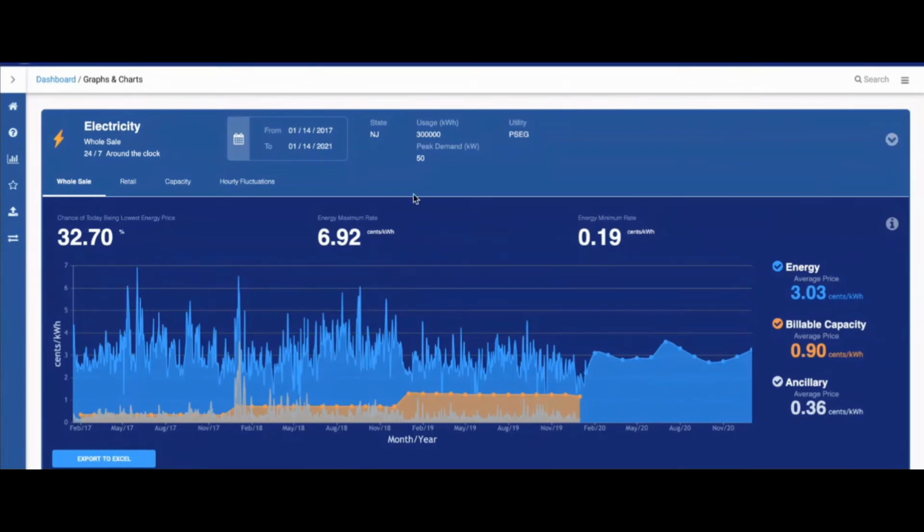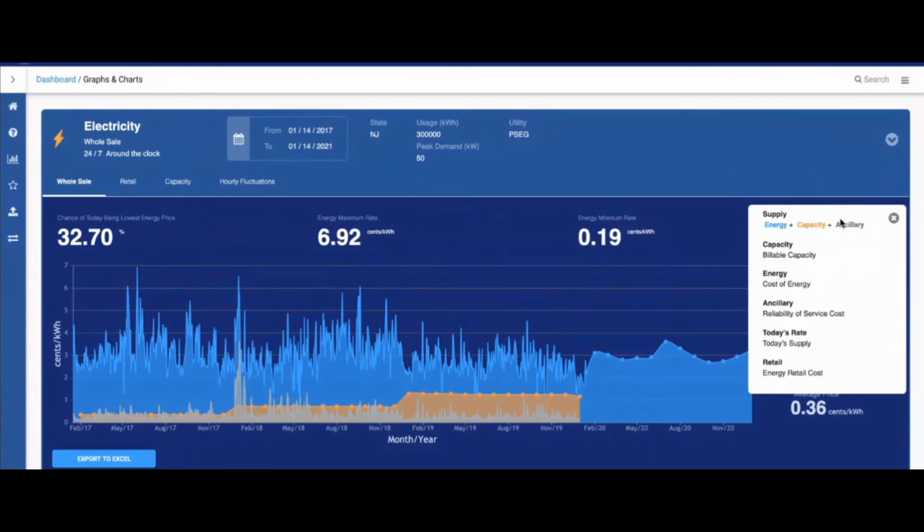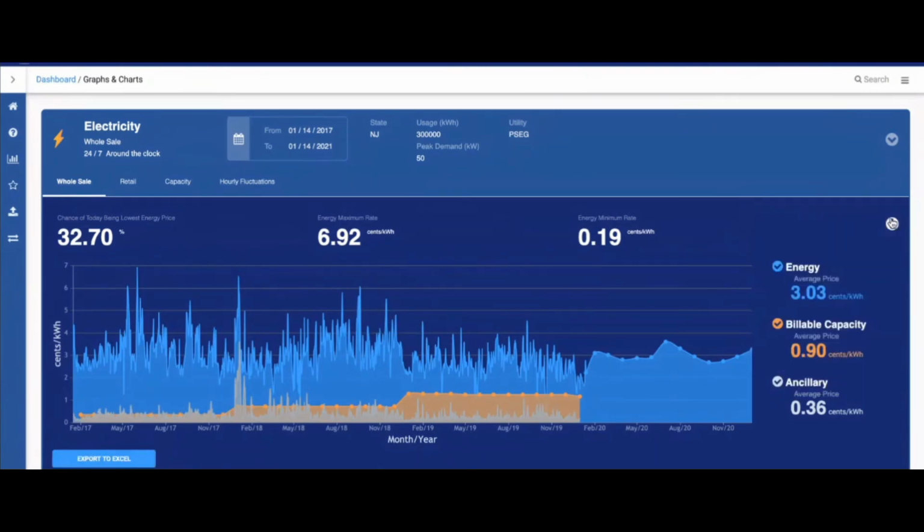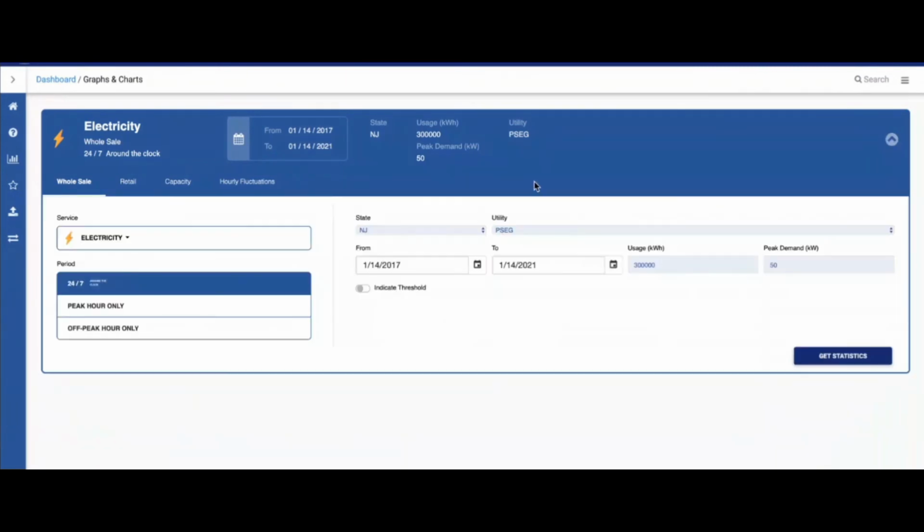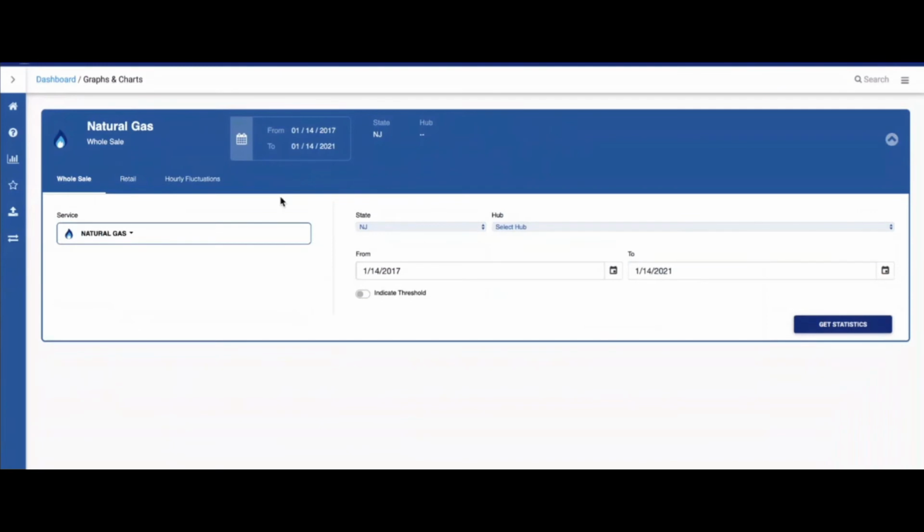One of the main features of this page is also exportability. You can export it to Excel. You can have access to the raw data, courtesy of our subscription. Just go to the bottom of the page and export, and that would pull the data for you. Obviously, you can do the gas as well.